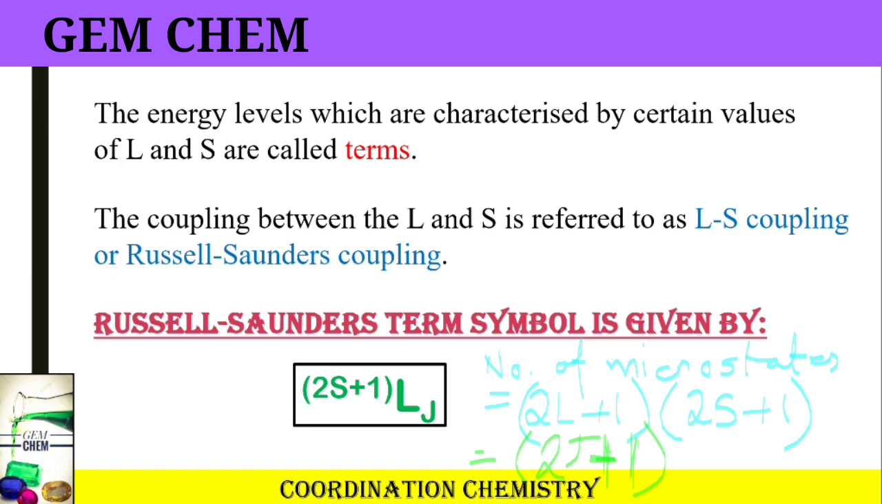Now, we have already seen the 3 types of coupling. There is one more coupling which is known as JJ coupling, which occurs in the heavier atoms, and it will be dealt in a short way. You will see the next video on that.